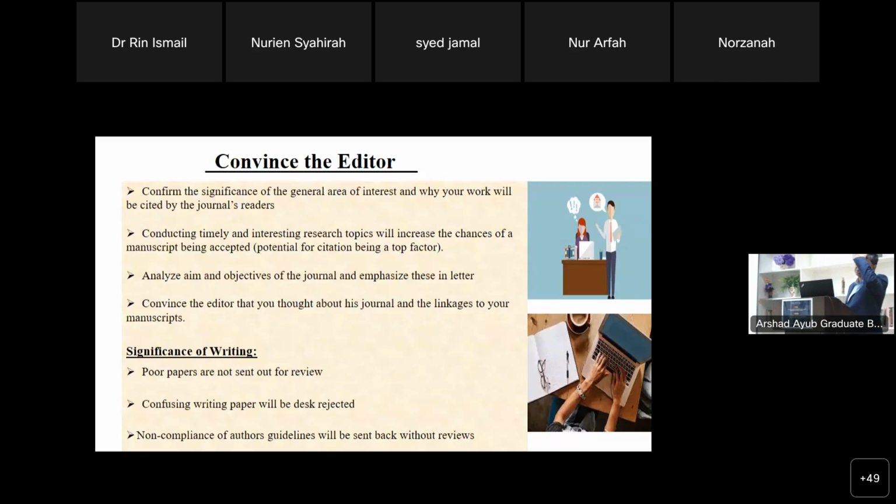Convince the editor that you thought about this journal and the linkages to your manuscript. Very often I find that authors submit a paper to my journal and they have not cited a single paper from my journal. So you have to establish the connection. Why did you choose this journal? You have to in some way mold the editor. Say, look, I have written this paper and I think your journal is a good fit.